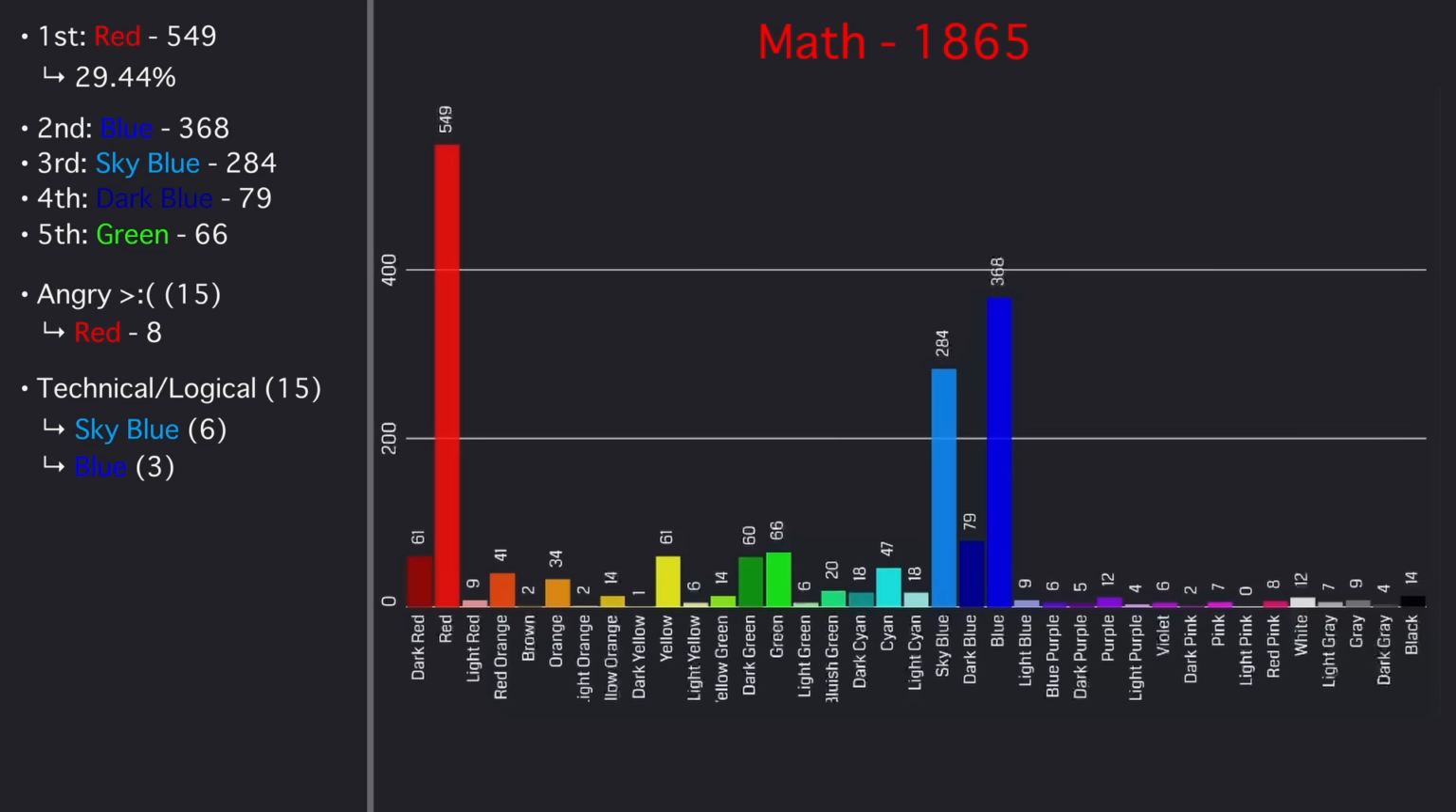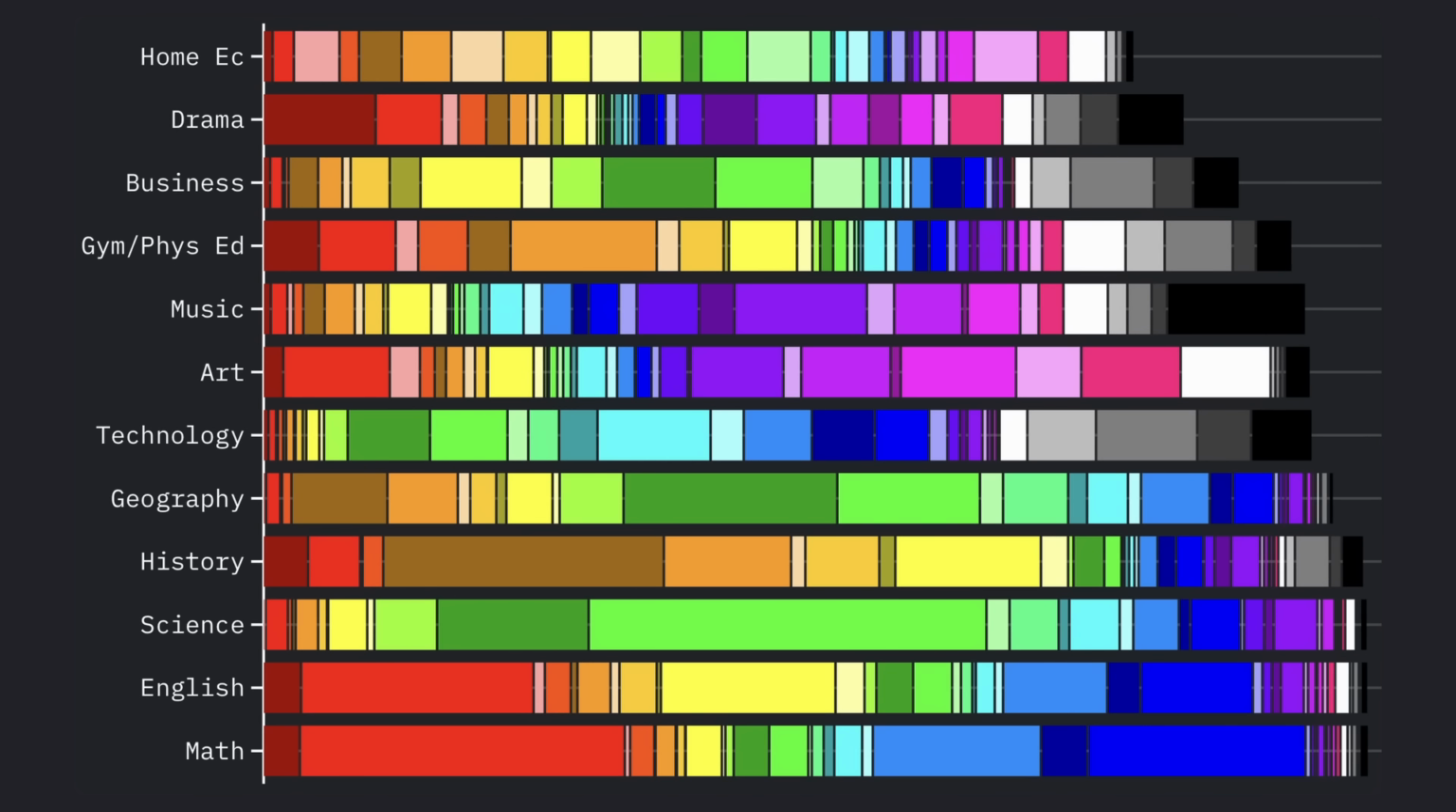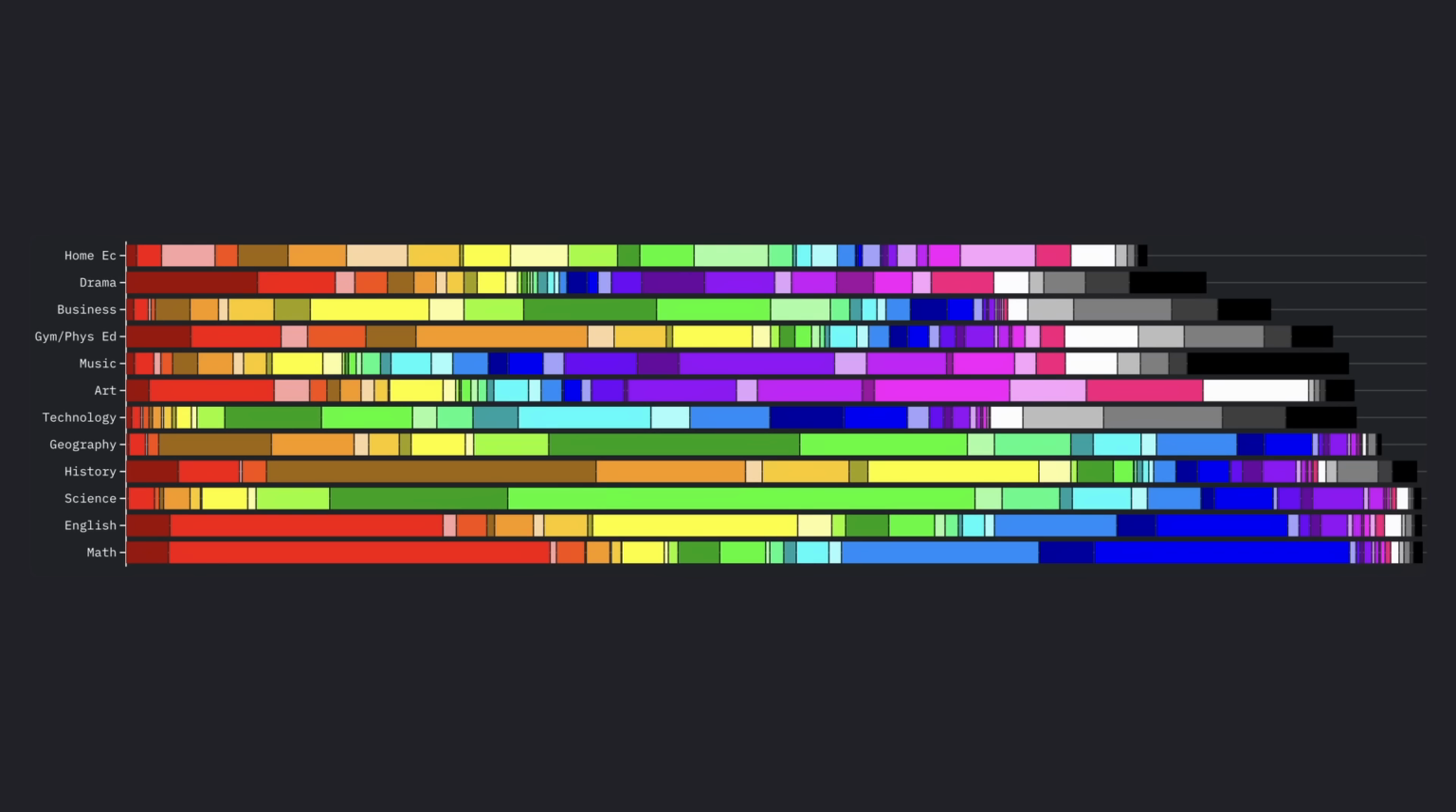Here's all of the results for all of the school subjects compacted neatly into a single stacked bar chart, because it's really satisfying to see them all together. And a super wide version to see the smaller colors better.